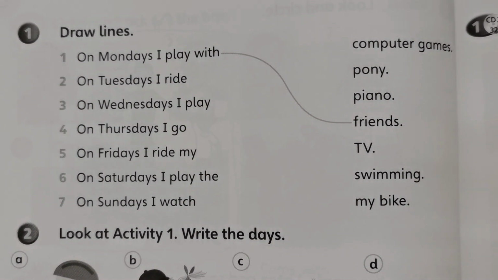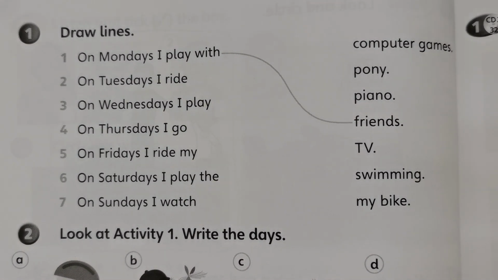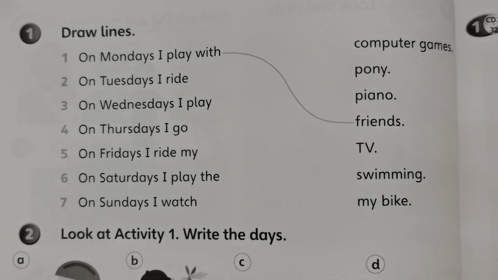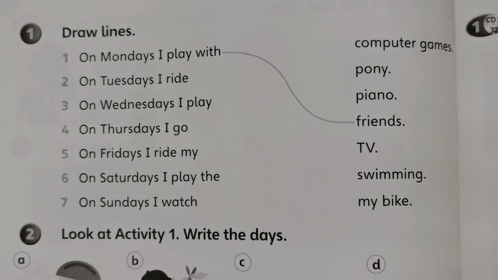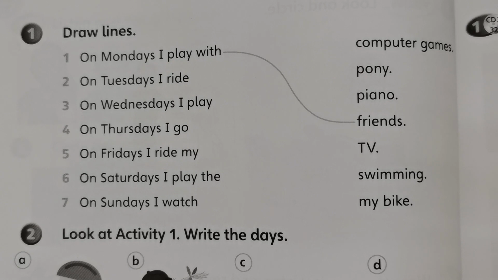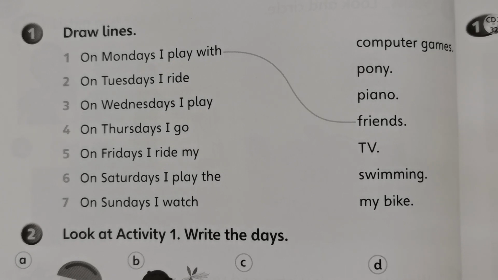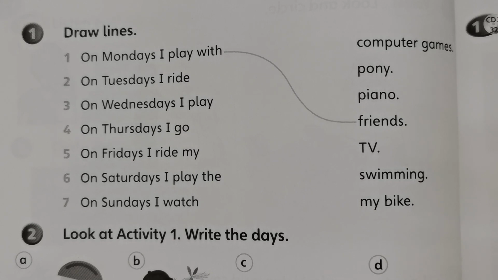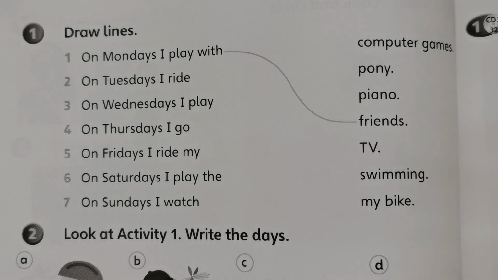Okay, pupils, we are on this Year 2 Super Minds Workbook on page 64 and page 65. So page 64, activity 1, draw lines. So number 1 to number 7. So basically we need to match the verb with a noun on the right side. So number 1 already given answer.